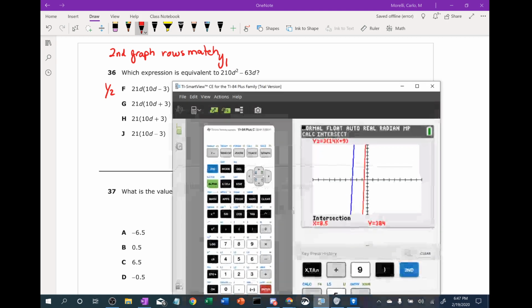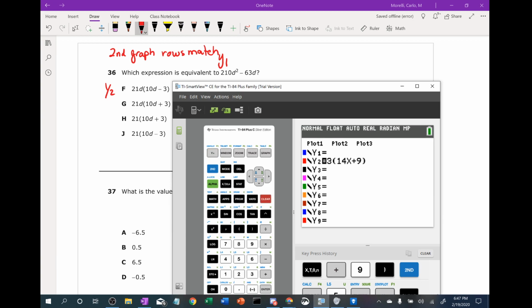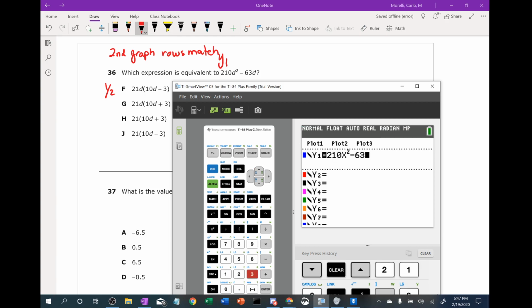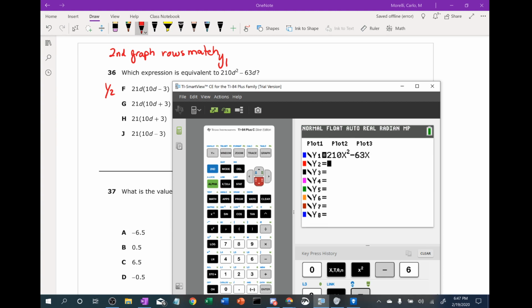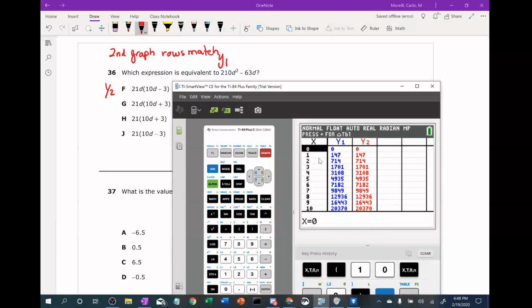All right, so let me open up the TI and click on Y equals, clear this stuff out. Y1 needs to be the given equation: 210x squared minus 63x. And then we'll put choice F here: 21x, open parentheses, 10x minus 3, close parentheses. And we hit second, and then graph. Okay, so we just check each row. Let's go down.